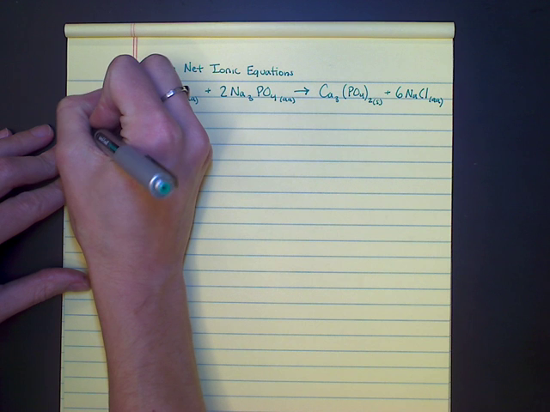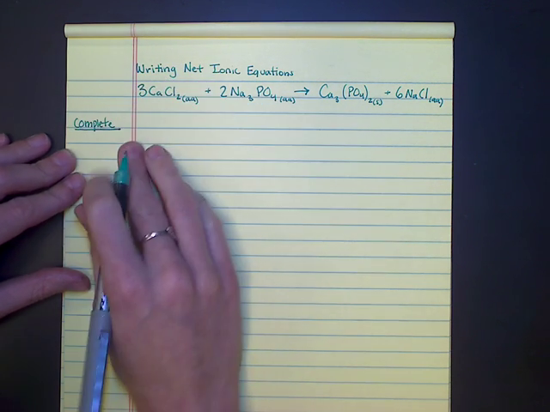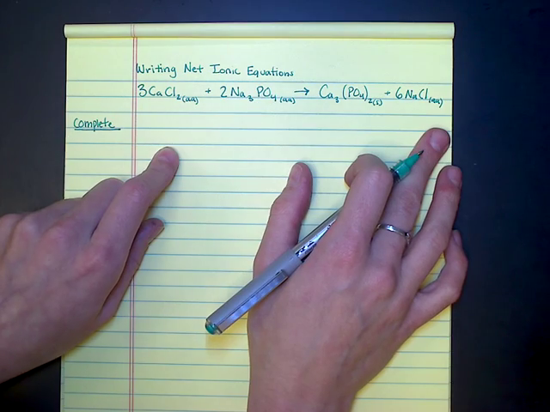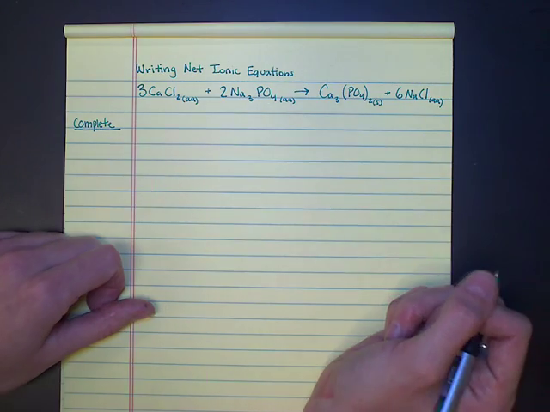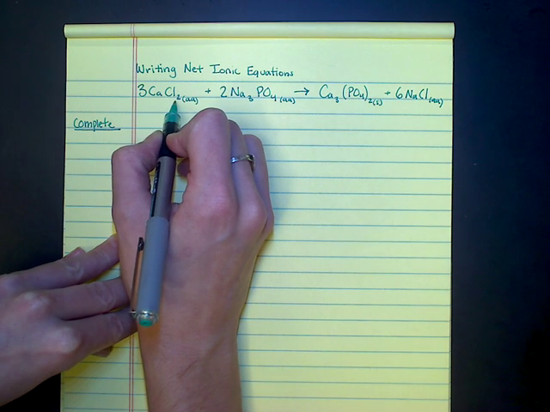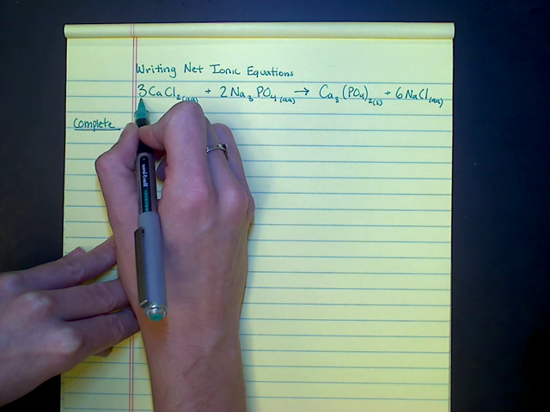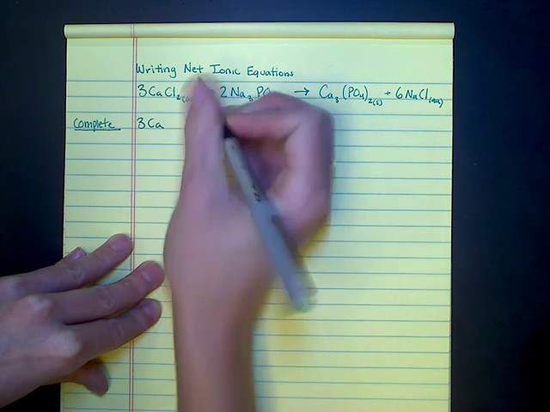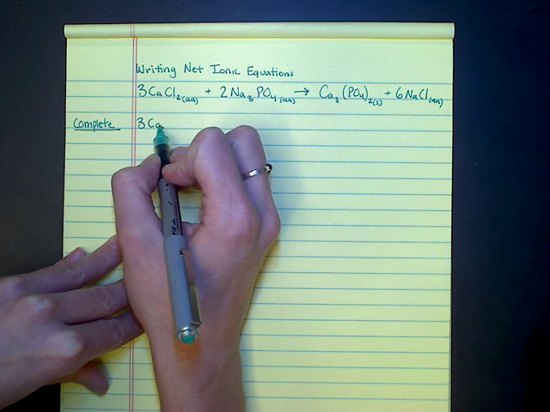So for the complete ionic equation, what we have to do is break apart all of our reactants and our products into their ions. Okay, so taking a look at this first one, we have 3 CaCl2 molecules here. So that means that we have 3 calcium ions. So I'm going to write 3Ca, okay? Remember, they've split apart into their different ions, so that means it's going to carry this charge of calcium.